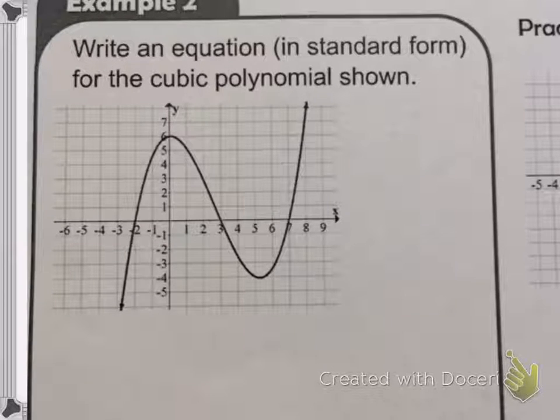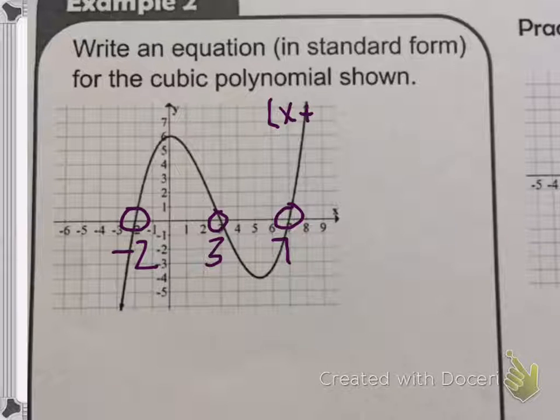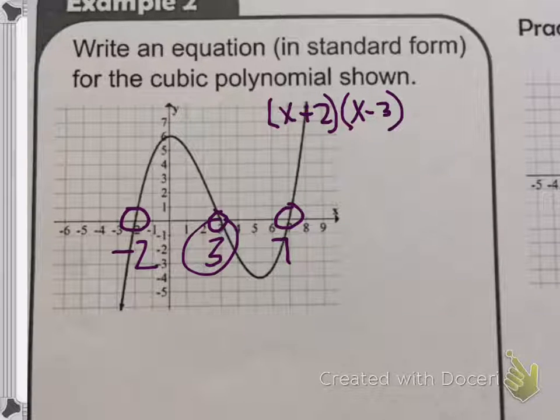This time it wants us to write an equation in standard form, meaning from highest power to lowest power, looking at the graph. So again, if you remember, I've said that our x answers are our x-intercepts. They're also called roots and zeros. So if this one's at negative 2, this one's at 3, and this one's at 7, when I put those back into my parentheses, I'm going to write that as x plus 2, x minus 3, and x minus 7. And again, I just start multiplying.